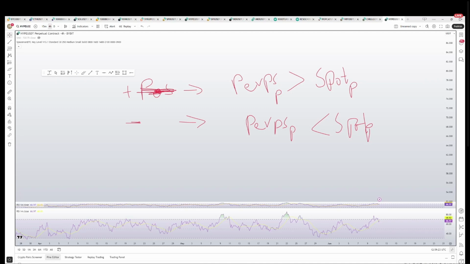Since then, things have been bleeding. Since then, things have been ranging. Fundings are either neutral or negative. Now, are those neutral or negative fundings giving a good return on longs? No, they are not, right?